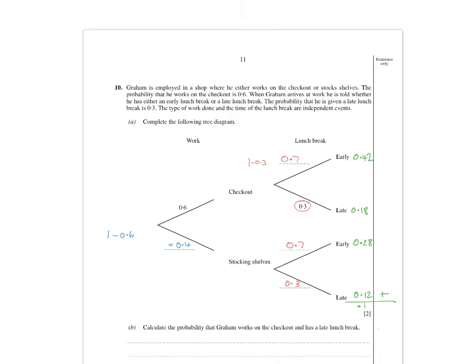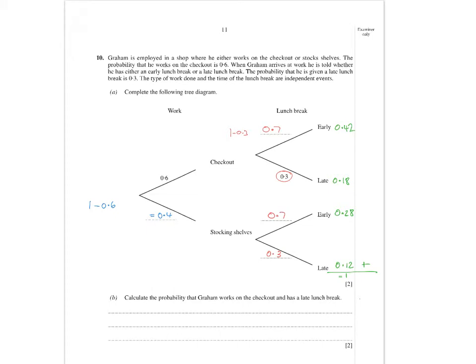Now, the next bit says calculate the probability that Graham works on the checkout and has a late lunch. So he works on the checkout and has a late lunch. I've already done the working out for it as well. So that would be 0.6 times 0.3, which is equal to 0.18. You don't necessarily need to do this working here. I like to do it personally, because it could say, what are the chances that he has a late lunch either way? And then it would be 0.12 add the 0.18. That's why I like to do it, but some will argue that it was a waste of time.